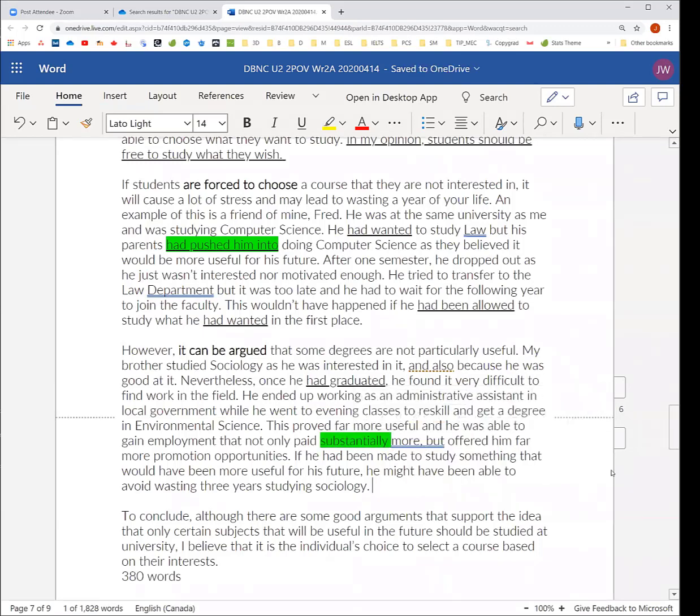If he had been made to study something that would have been more useful for his future, he might have been able to avoid wasting 3 years studying sociology. Okay. So here, had been made to study. We've got a nice big phrase. It's both passive and past perfect. So okay, any questions about that paragraph?